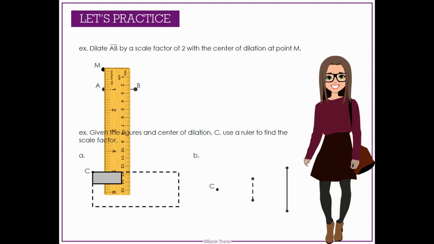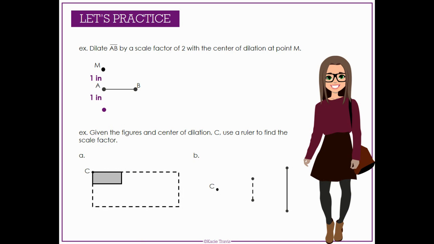So let's do a little bit of measurement here. All right, this is about 1 inch away from M, and we want to go through and double that length away from M. So instead of it being 1 inch away, it's going to be 2 inches away. So it's the first part of our dilation that changes.